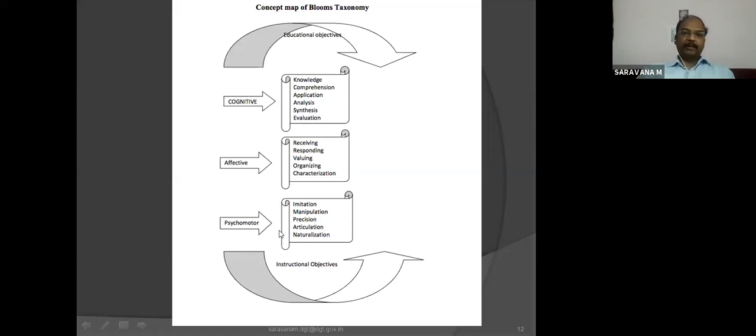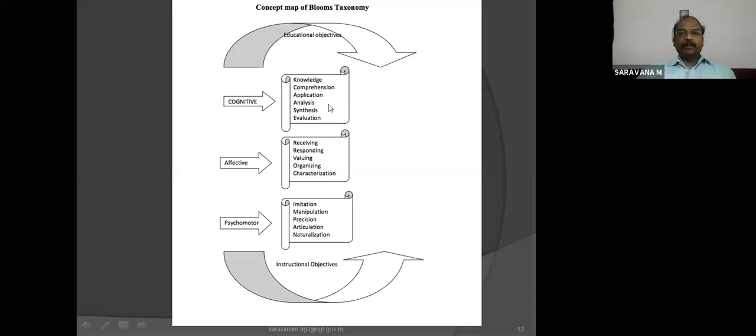So the psychomotor domain has been developed by many educationists and psychologists, like Harrow and others. The affective domain was also developed along with Bloom by Krathwohl, Anderson and others. And Krathwohl and Anderson revised his taxonomy of educational objectives. So the cognitive domain: knowledge, comprehension, application, analysis, synthesis and evaluation.